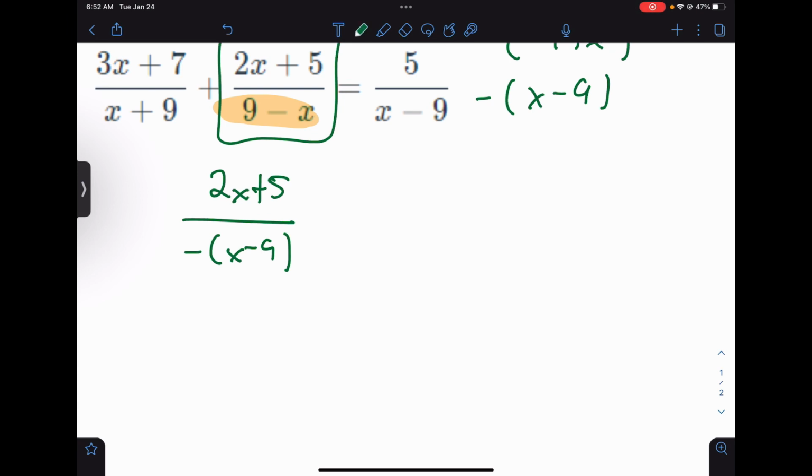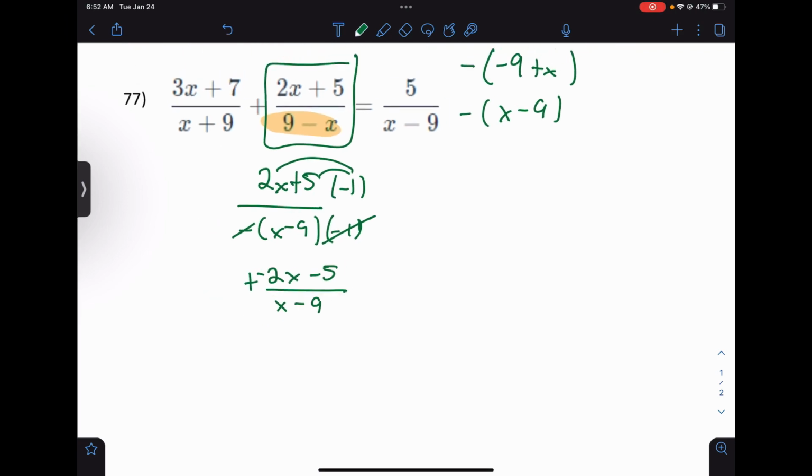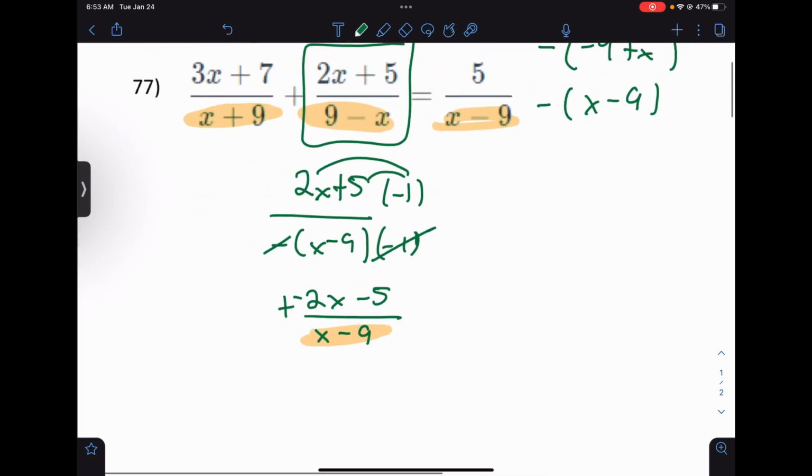You have to make sure that you do what I taught you, where you do the negative 1, because you have to distribute that negative 1. So then these negatives cancel, and we are left with negative 2x minus 5 all over x minus 9. Okay, so now looking at the different fractions that we have, we can determine what our common denominator is going to be, which in this case is x plus 9 and x minus 9.